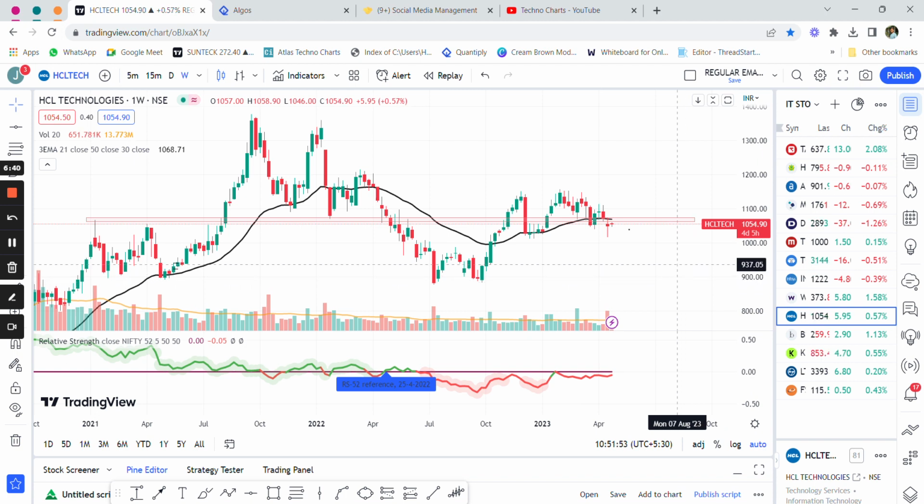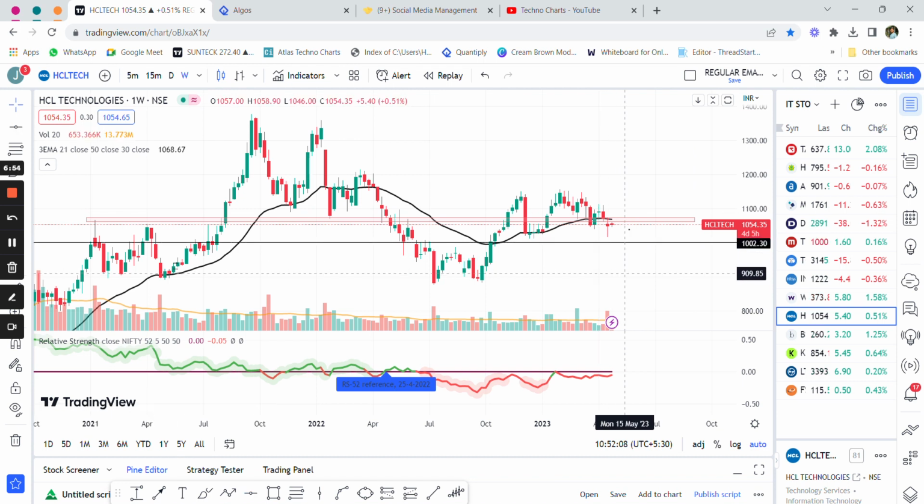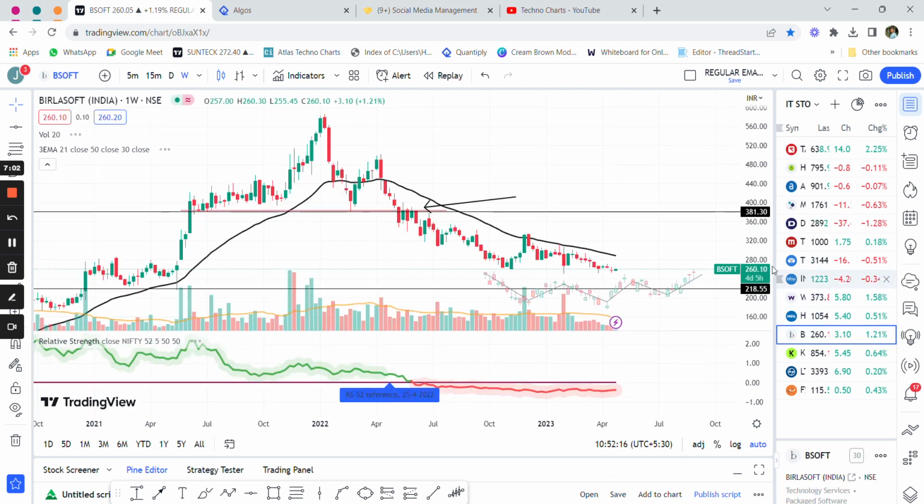HCL Tech looks better compared to all the other IT stocks. It is near a stage 3 base. So around 1065 rupees looks good for a buy at this particular level. Keep the stop loss at around 1000 rupees for any kind of trade here. Resistance could be 1160, and 1200 rupees should be the next resistance.